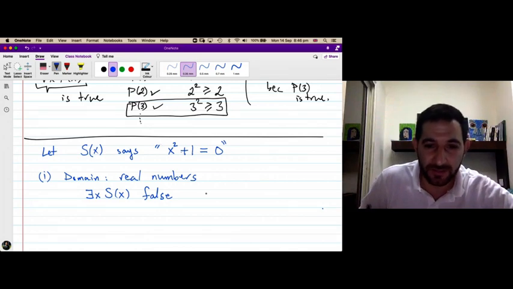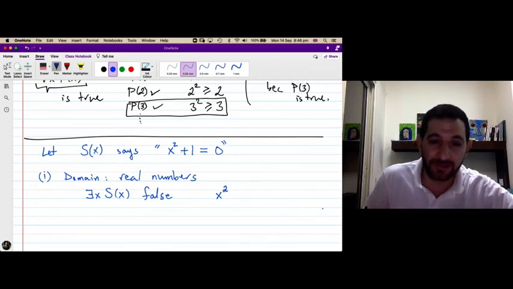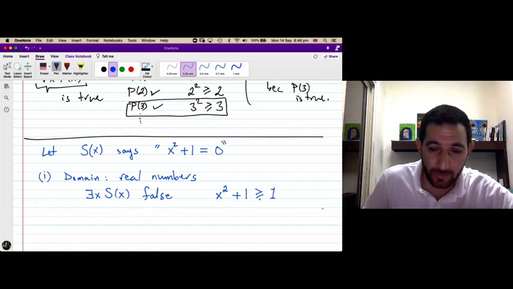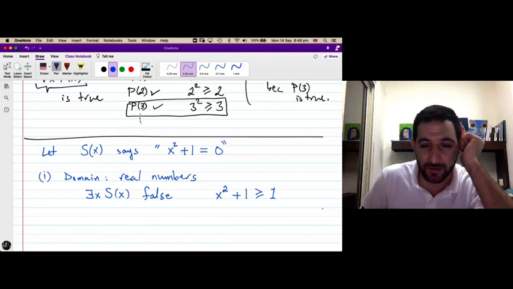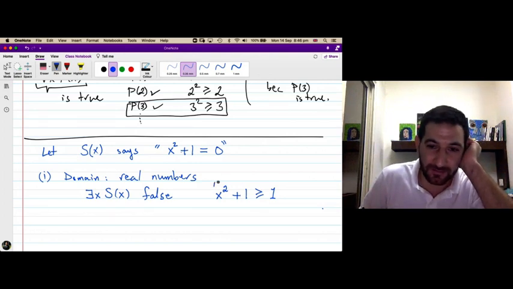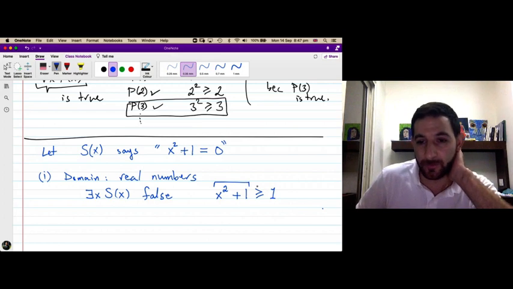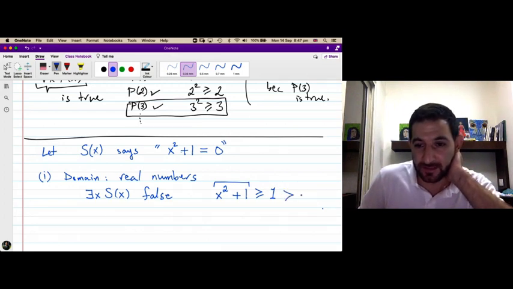Why is this? Because suppose we have a number x with this property. Let's see whether we can satisfy it. If you have a real number x and you square it, then this number is 0 or positive. Now, if you add 1, the result is always bigger than or equal to 1, because we are adding a 0 or a positive value to 1. So this new value will be 1 or more, and 1 is strictly bigger than 0.